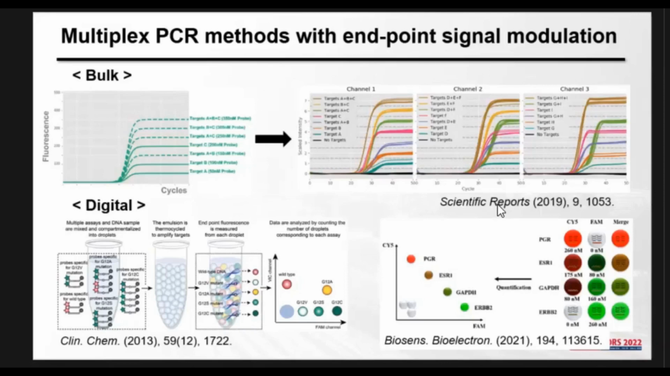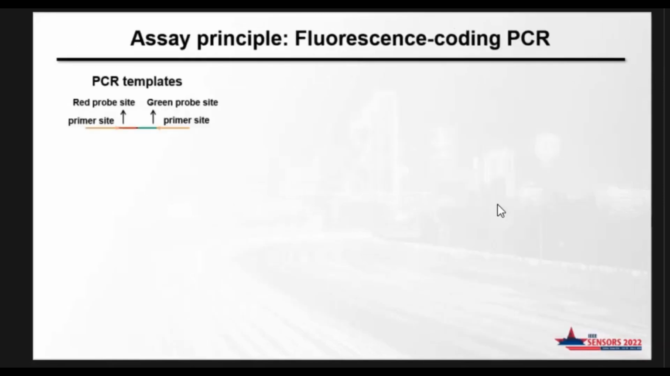However, all of these reactions require multiple primer and TaqMan probe sequences, which can increase the risk of non-specific exponential amplification and also can increase the reaction cost. So to address this issue, here I would like to introduce the concept of fluorescence-coding PCR.